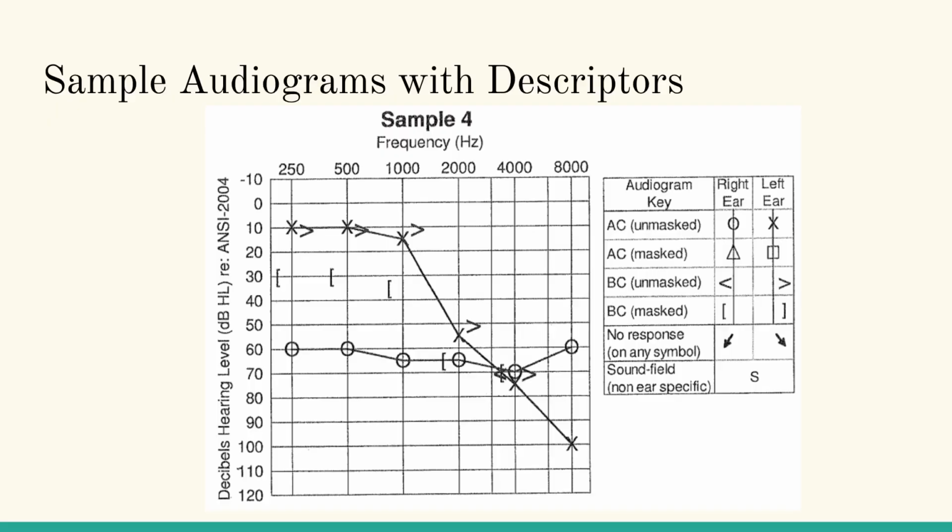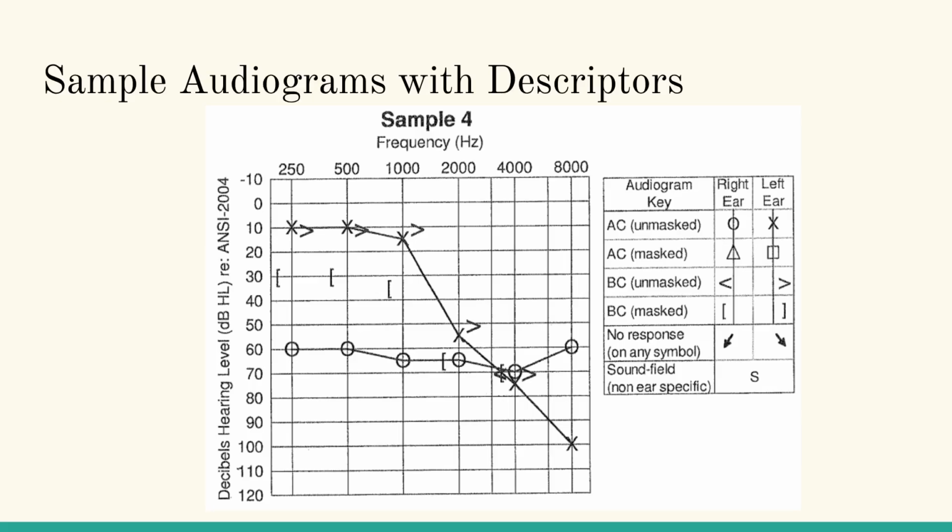Not a fan, personally. Or we could say the right ear has a moderately severe mixed hearing loss through 1000 hertz and a moderately severe sensorineural hearing loss in the high frequencies. The left ear has a moderate to profound sensorineural hearing loss from 2000 to 8000 hertz. Again, I think that's a little overly verbose, personally.